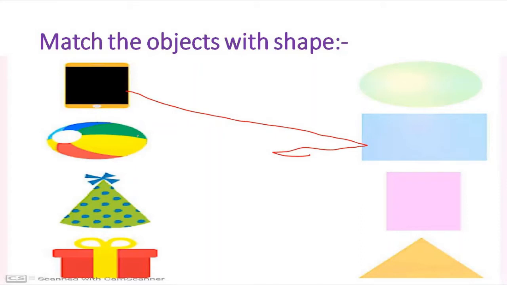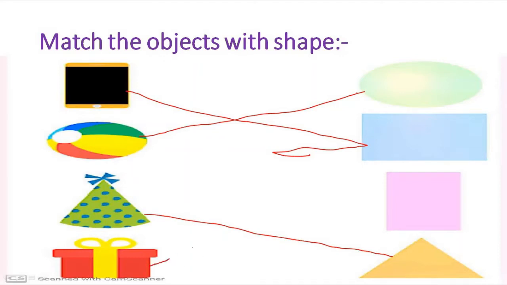Then we have the ball. With what do we have to match it? Yes, we have to match it with this. Okay. Now birthday cake. Which is the similar shape of it? Is this or is this? Yes, this is the similar shape. This is the triangle shape. Okay. Now gift box. So we have to match it with this square. Okay. Move on to the next.